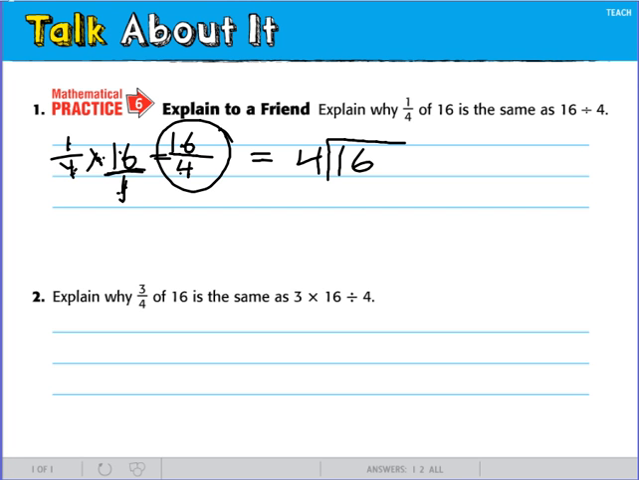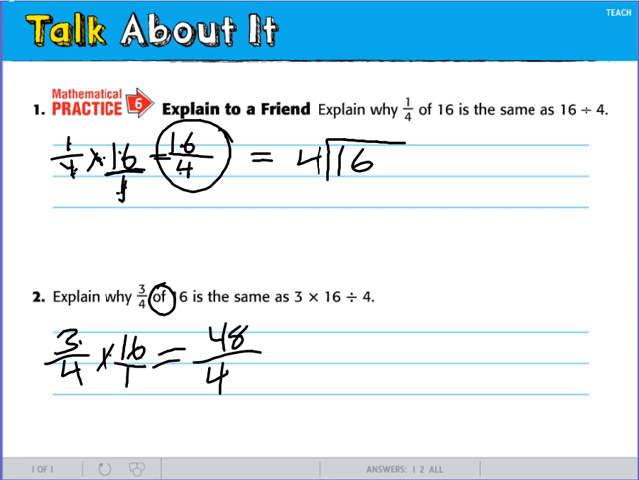Why don't you guys take a second, write out the problem of 3/4 of 16 and 3 times 16 divided by 4, and see if you can figure out why they're the same. The word of means 3/4 times 16 over 1. It is the same because 3 times 16 is the first thing we're going to do, which is 48. 16 goes over 1 when we're multiplying, and we multiply the denominators, 4 times 1, which is 4.